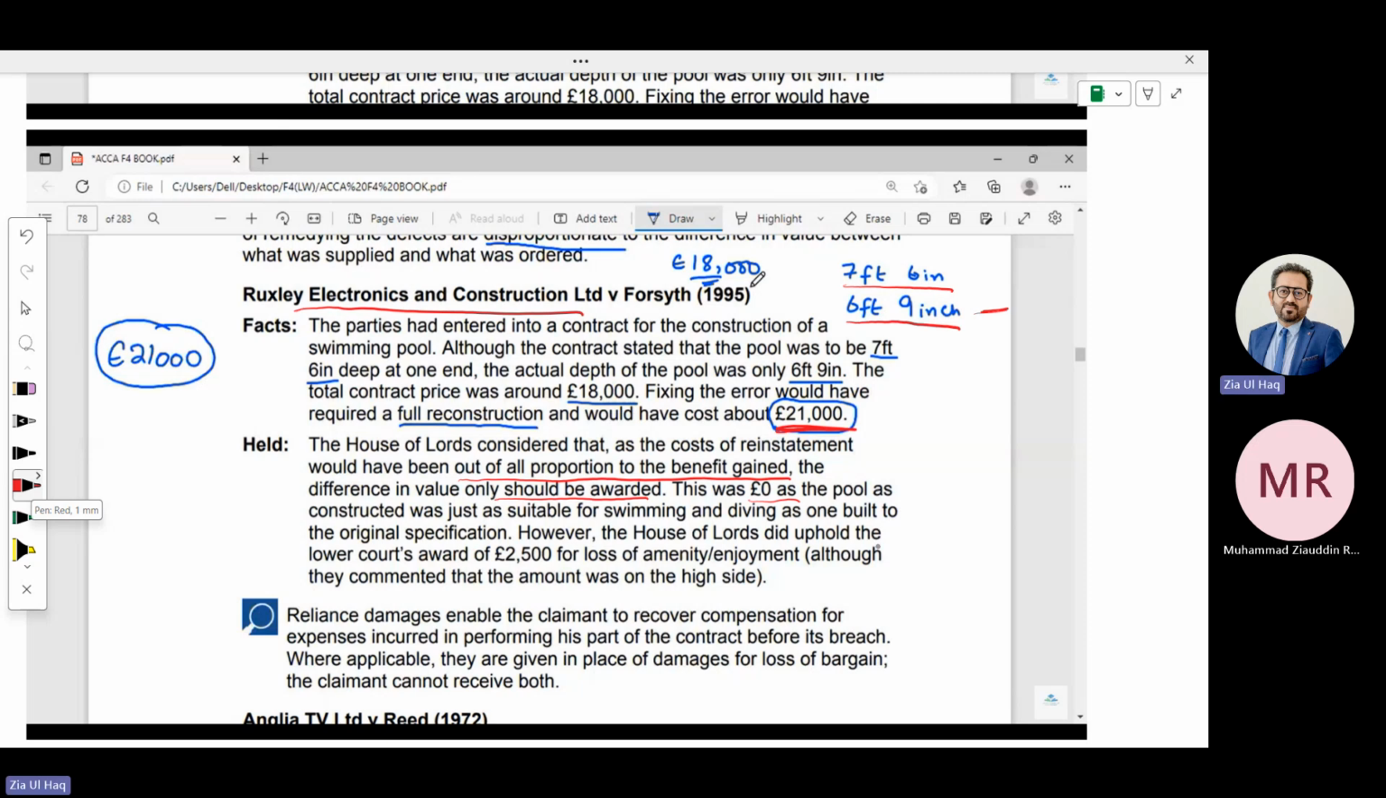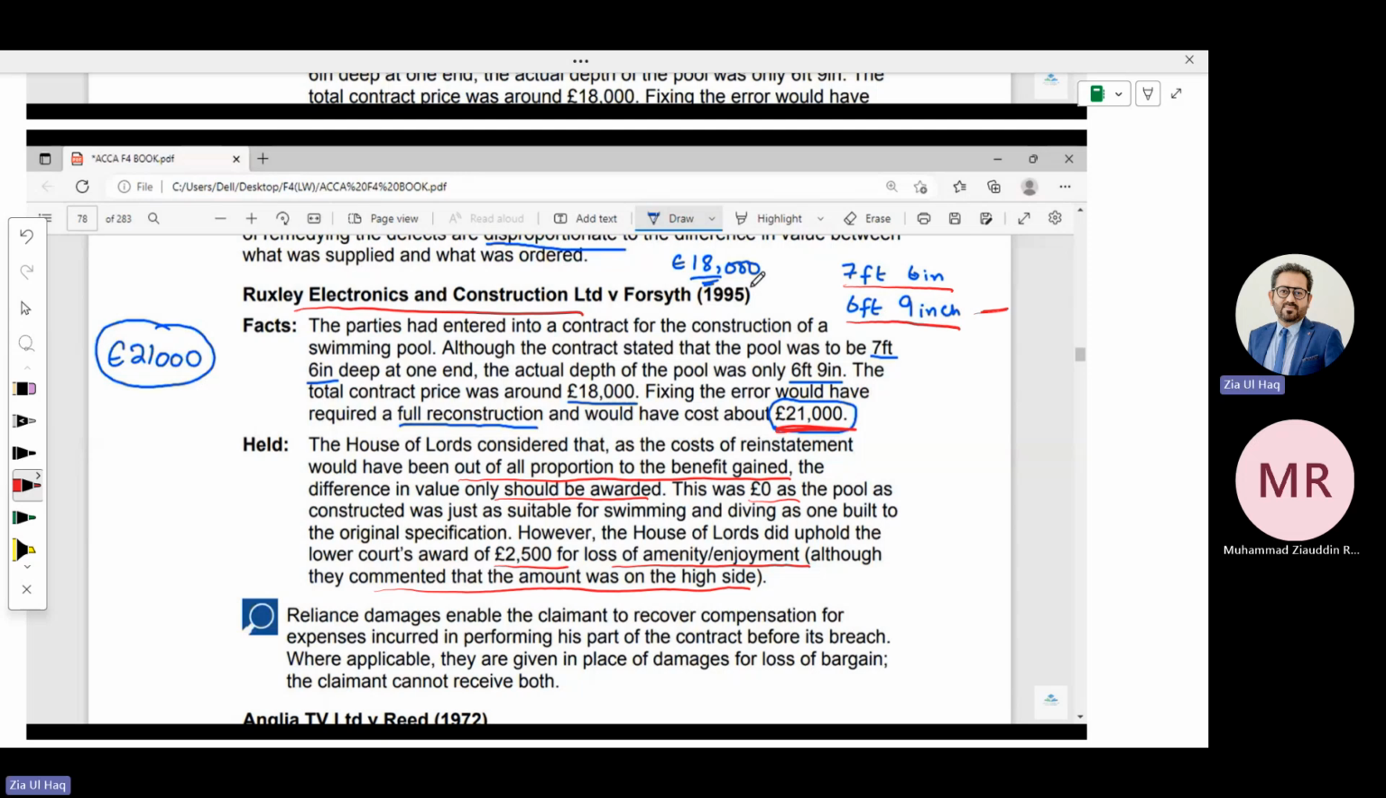However, the House of Lords did uphold the lower court award of £2,500 for loss of amenity enjoyment, although they commented the amount was on the high side. I mean, why were you requiring the swimming pool? Just for swimming. You can still swim and enjoy this pool. Yeah, you can still achieve your purpose. But maybe you cannot enjoy it as much as you are expecting. So that's why the court decided the value is enjoyment, a swimming that you can fulfill. So in that case, the court decided 2,500 damages should be paid.